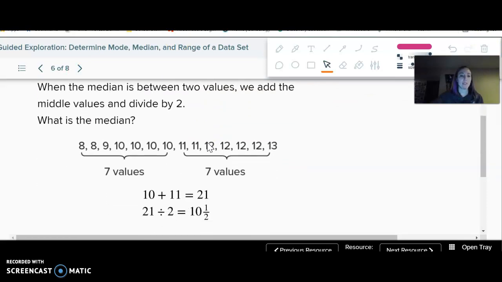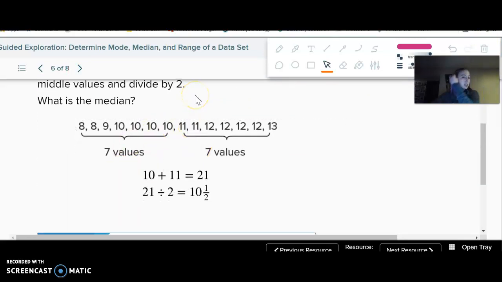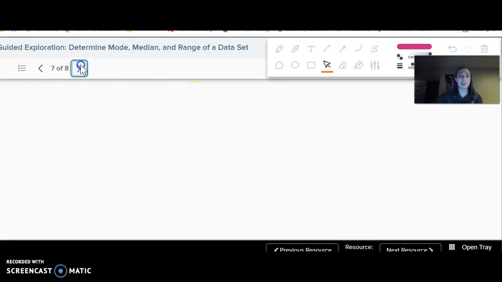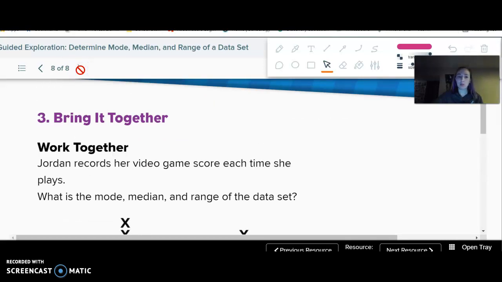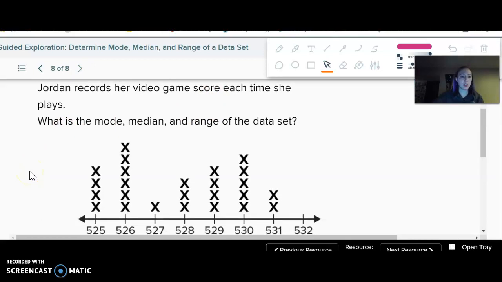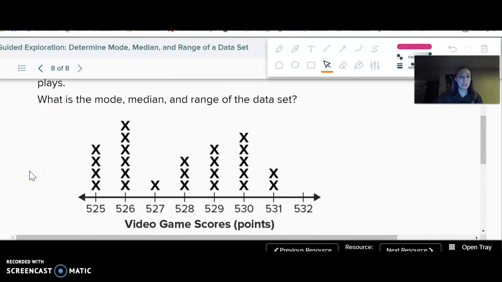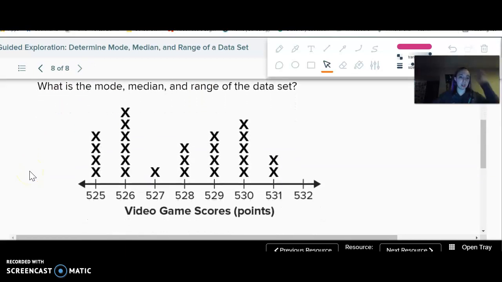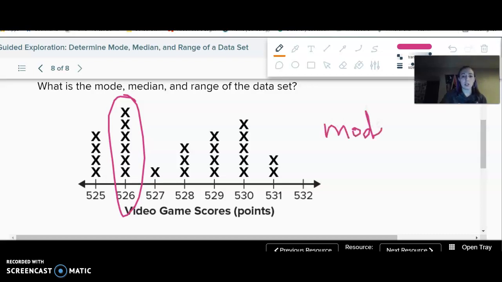All right. Now again, the middle was 10.5. All right, I'm going to do this example and then I'll have you try some on your own. So, mode, median, and range of these video game scores. So the mode, well, I think, okay, which one occurs the most? This one's the highest, so the mode is 526.